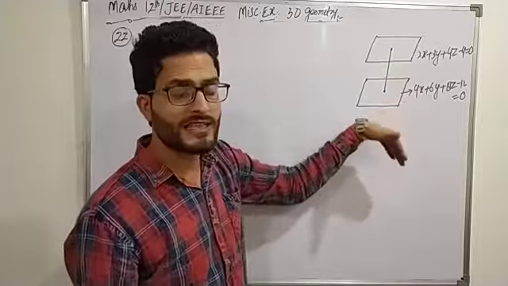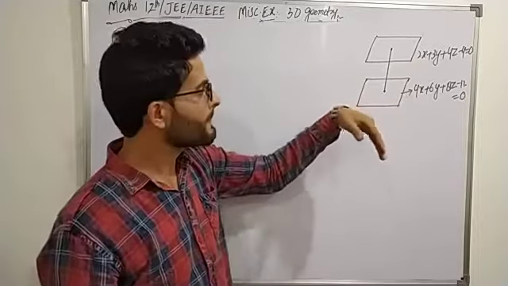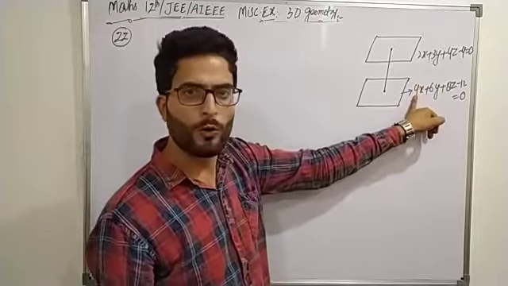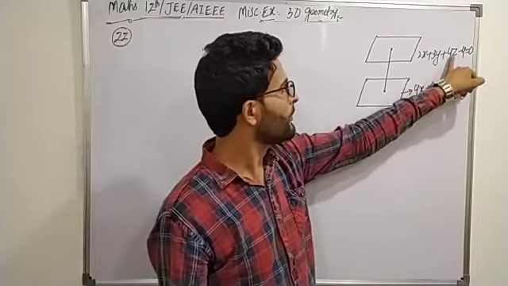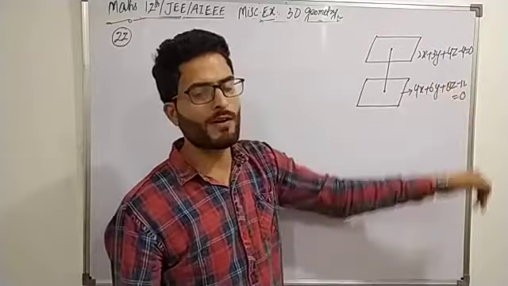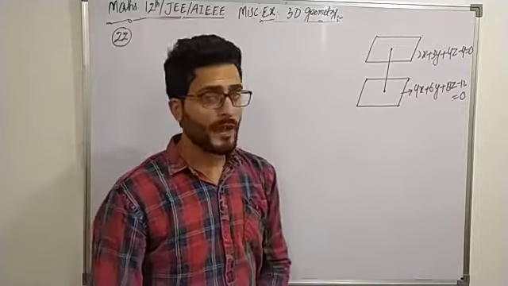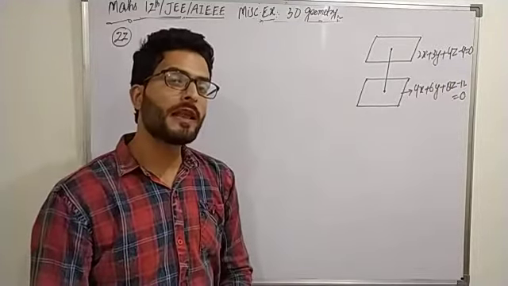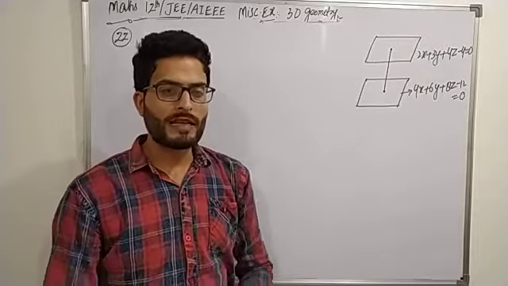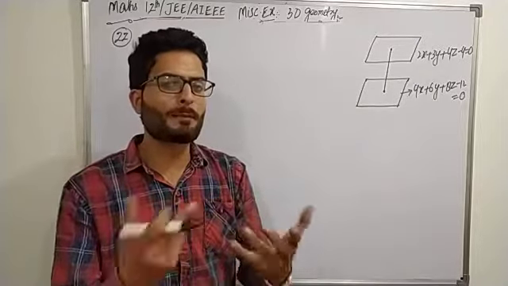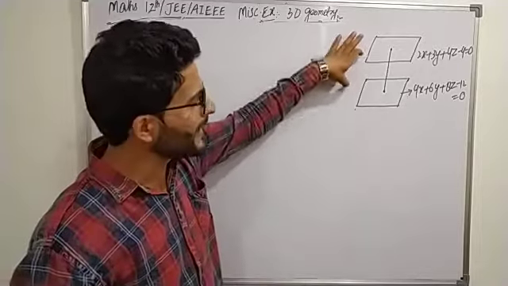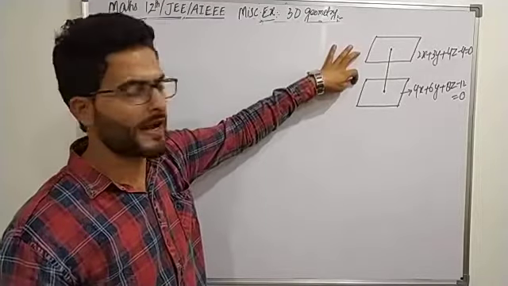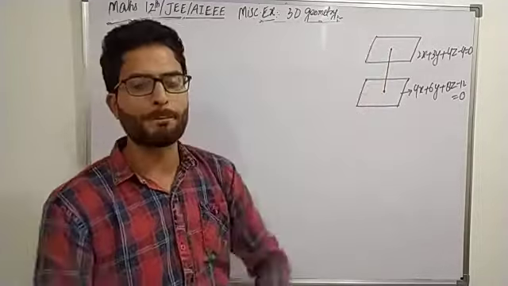Clearly these planes must be parallel. Why? Because 2 divided by 4, that's 1 by 2, 3 divided by 6, 1 by 2, 4 divided by 8, that's again 1 by 2. So the attitude numbers of these planes are proportional. When the attitude numbers of two planes are proportional, obviously the planes must be parallel. So we have two parallel planes, plane first and plane second, and we need to find the distance between them.